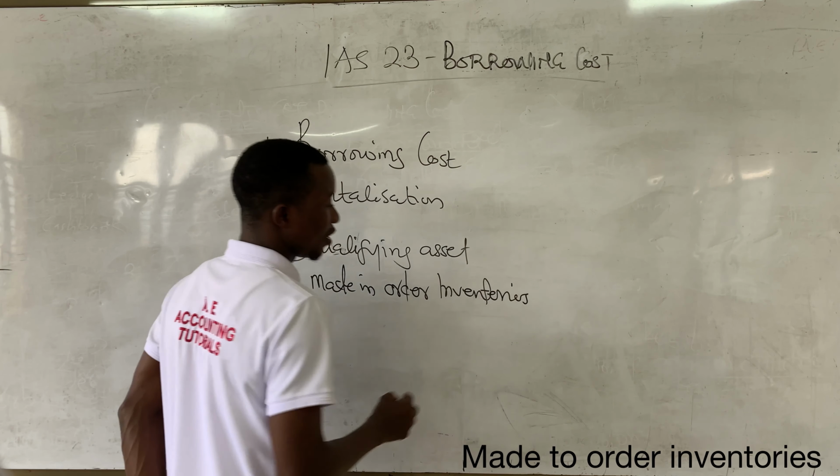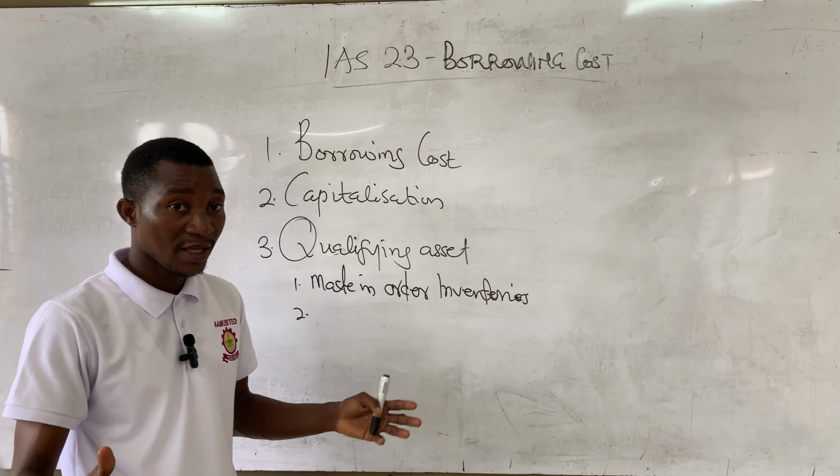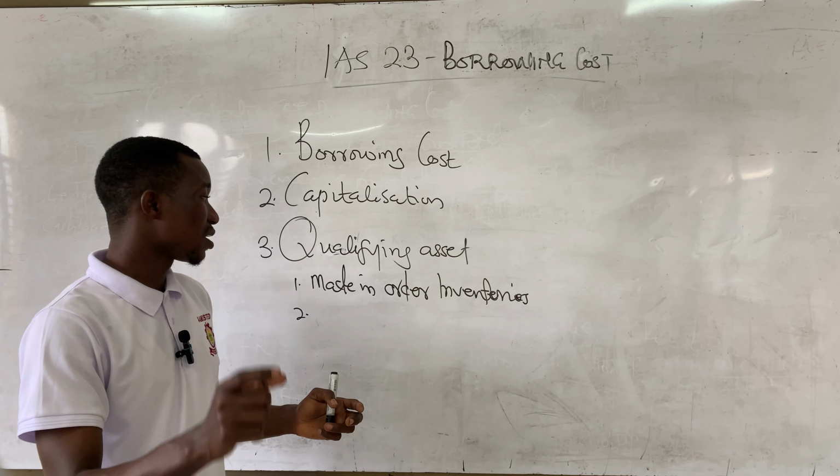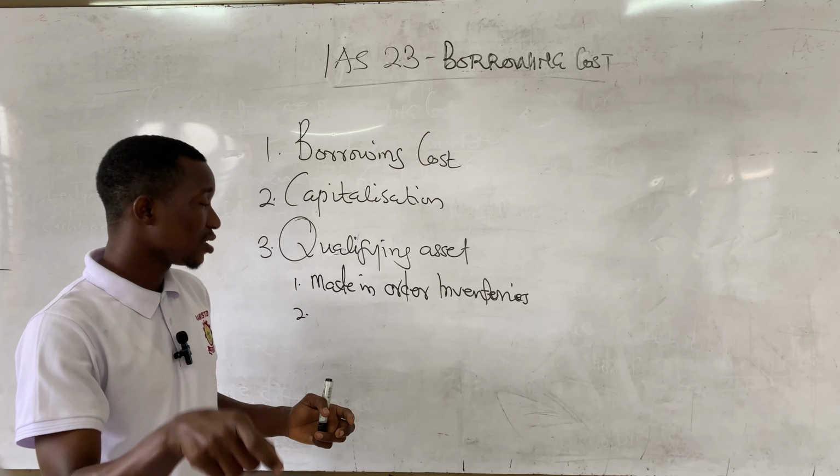So there are many. You can have manufacturing of plants. If a business wants to manufacture a plant, and this plant takes a substantial period of time to be completed, then we consider that a qualifying asset. Another example is construction of a building. It will take a longer period of time, a year or two, or half a year, before it is completed, and that building can be considered a qualifying asset. But if a business just goes to buy or acquire a motor vehicle within a shorter period of time, such a motor vehicle cannot be considered a qualifying asset.